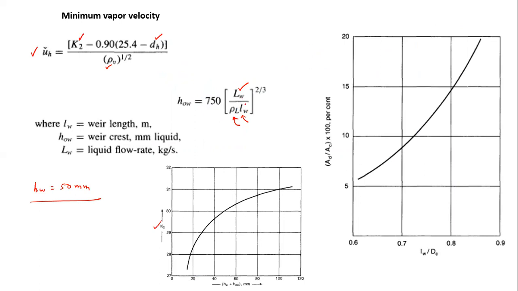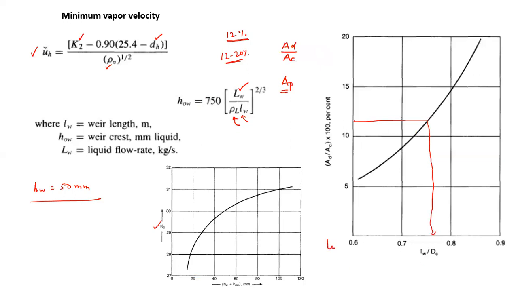Now, how do you find out weir length? Weir length depends on AD by AC. So AD is the downcomer area and AC is the column area or area of plate. So we have taken this can be 12 to 20%. Recommended is 12 to 15. So we have taken 12% as the downcomer area compared to the whole plate. So we'll go like 10 and 15, 12. We come down.